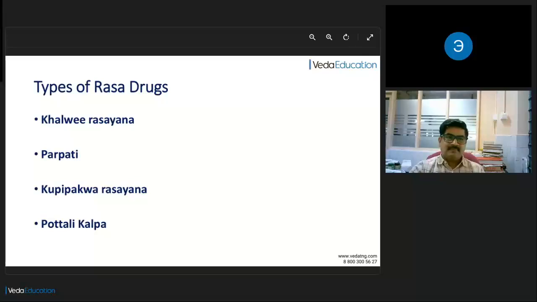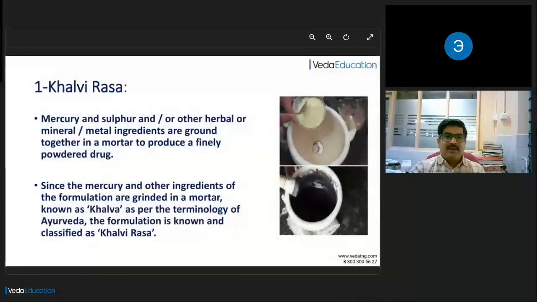Okay. So we will just see what Galvi Rasayana is and how it is prepared. Galva is nothing but a special kind of vessel that we use in these preparations. Maybe you can correlate it with the mortar and pestle, which is used for grinding.